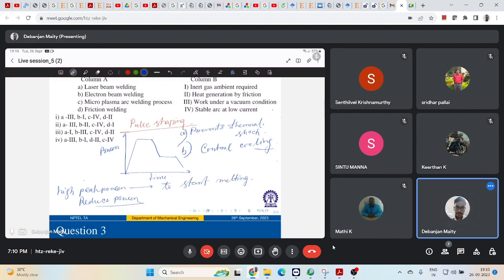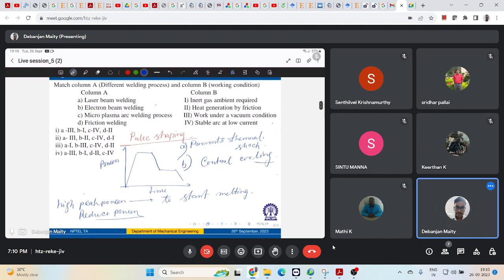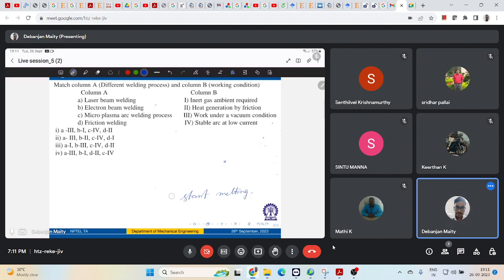Okay, so coming to this, what should be the correct one? We have laser beam welding, electron beam welding, microplasma, and friction.